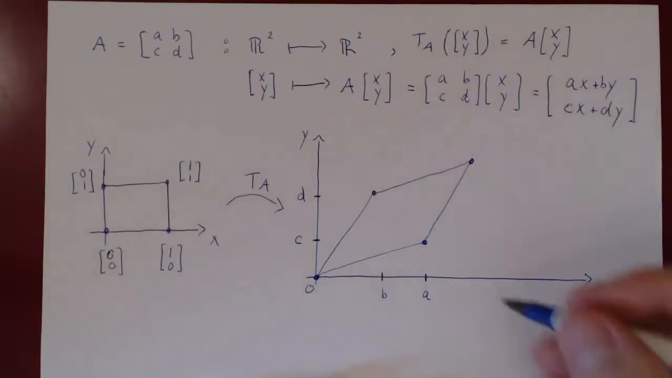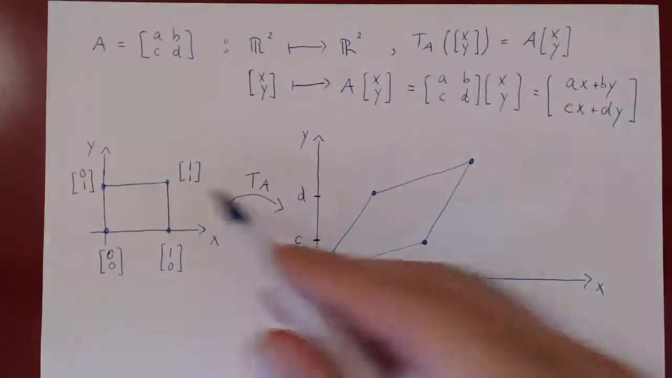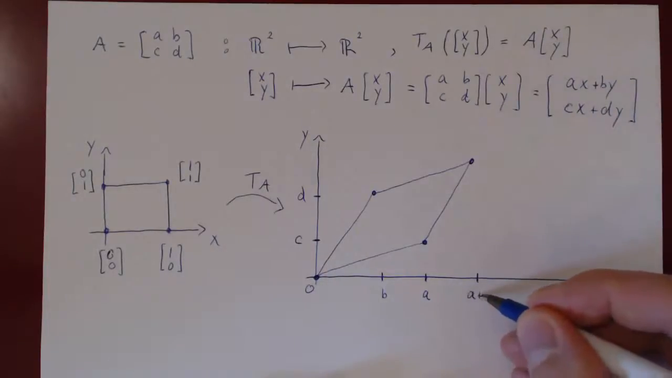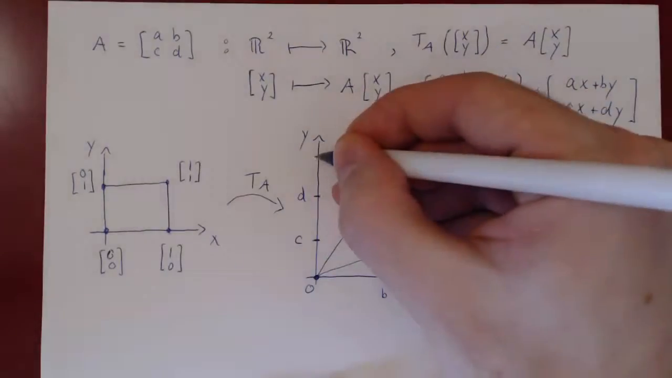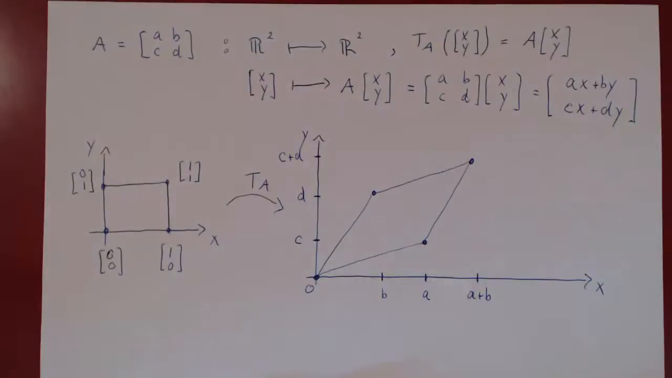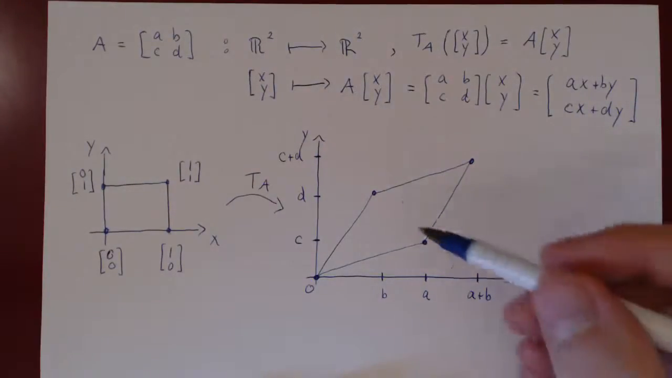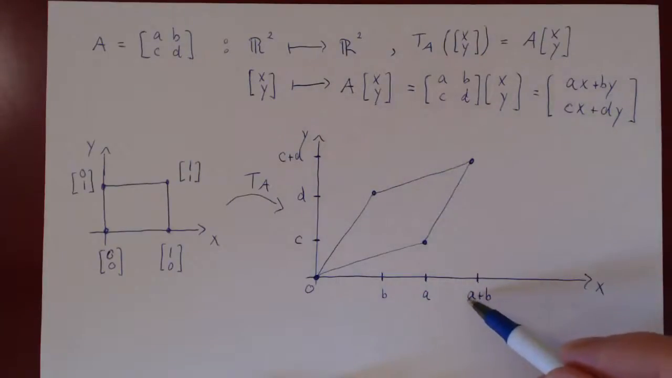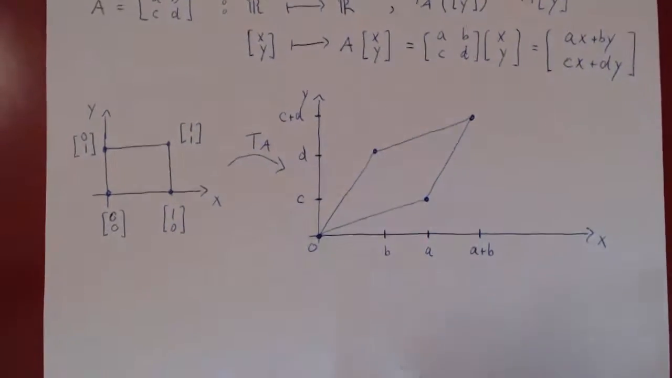So this is the image of the point (1, 1). So A times (1, 1) again will give you A plus B for the x component, and will give you C plus D for the y component. And you see, if you add (A, C) to (B, D), you get the point with coordinates A plus B for x, C plus D for y. Right? Let's just verify this.